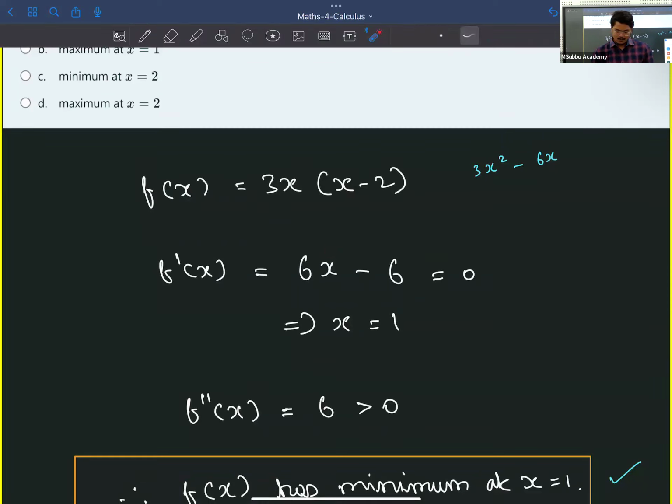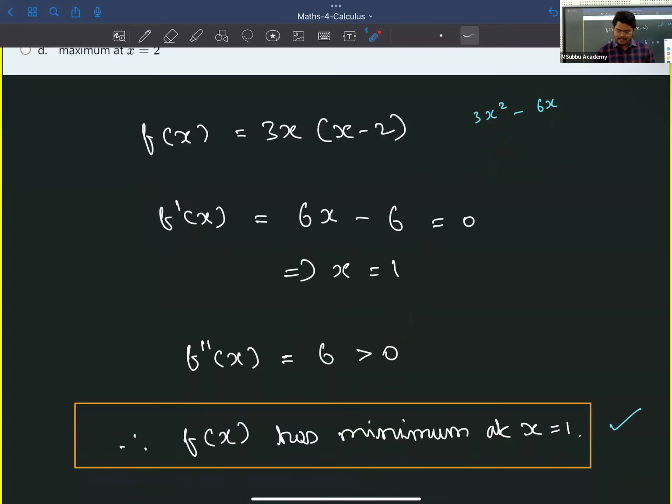Now solve for x. So x will be equal to 1. We have only one value, so one critical point. So you'll have either one minima or one maxima. To know whether it is a minima or maxima, you have two methods. Either you can substitute this value in the function when you have two values and find which is the minima, the lesser value, but we have only one value here.